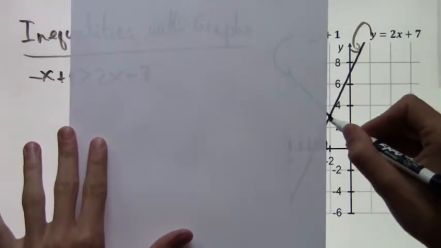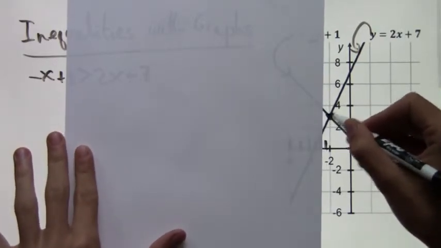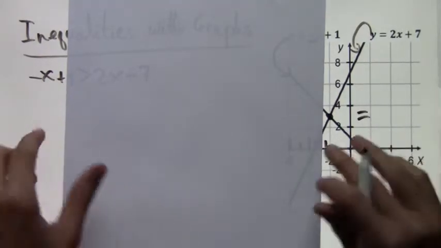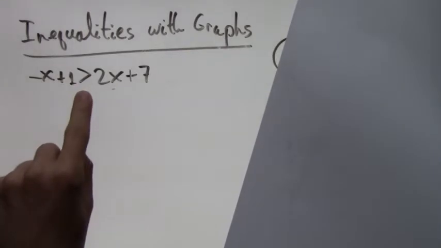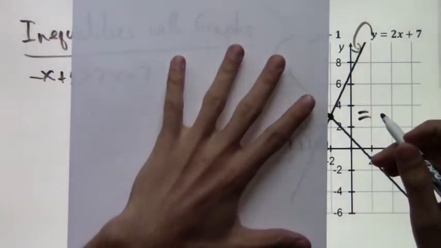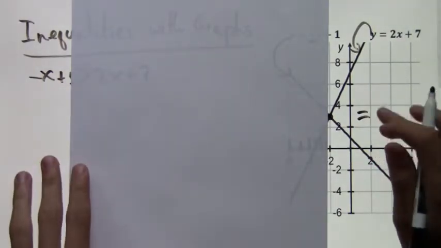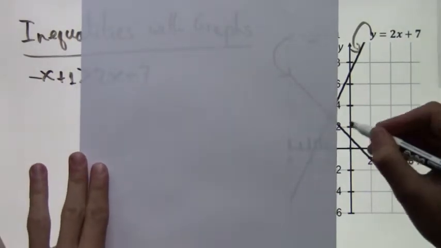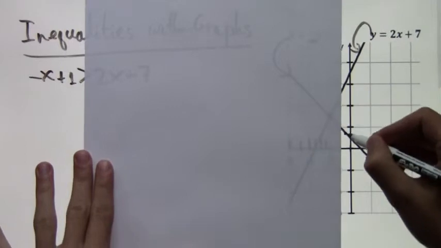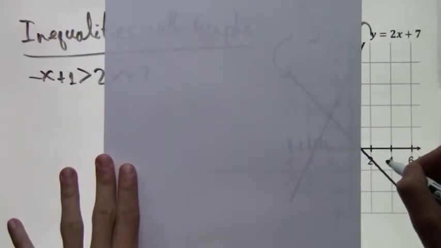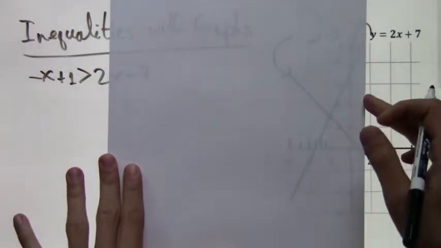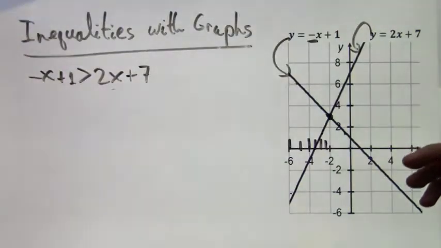Now here, we have equal. We have negative x plus 1 equals 2x plus 7. But we just want strictly greater than. So that point is not good. We're not going to count it. So now we're going to keep going. And after that point, we notice that 2x plus 7 has overtaken negative x plus 1. And so for any x greater, it doesn't work anymore.